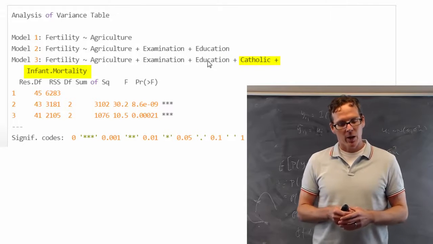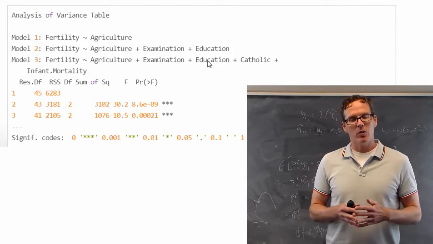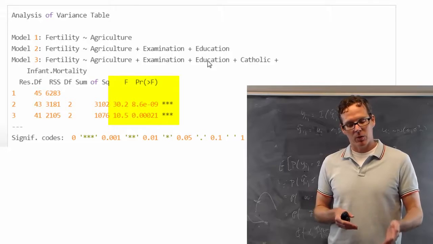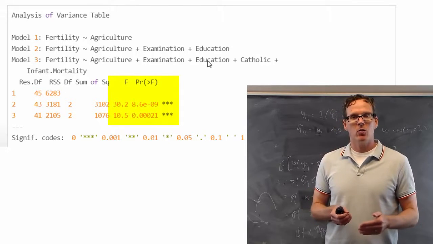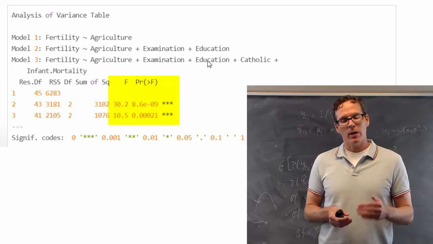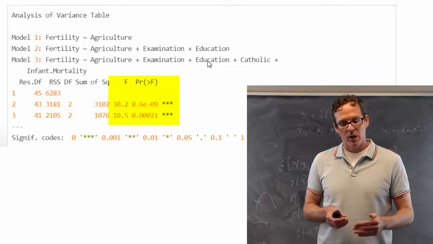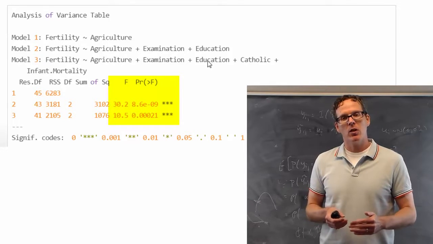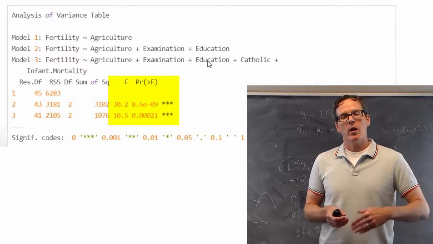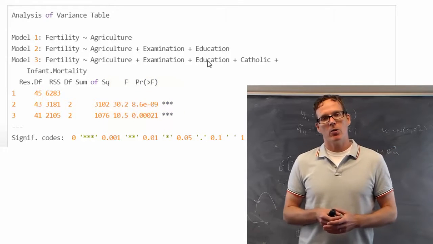Okay, so with this residual sums of squares and the degrees of freedom, you can calculate the so-called F statistic and thus get a p-value. This gives you the F statistic and the p-value associated with each of them. And then here it shows that yes, the inclusion of education and examination appears to be necessary over just looking at agriculture by itself. And then when I look at the next one, it says, yes, the inclusion of Catholic and infant mortality appears to be necessary beyond just including examination, education, and agriculture.